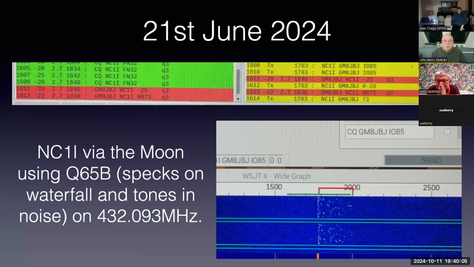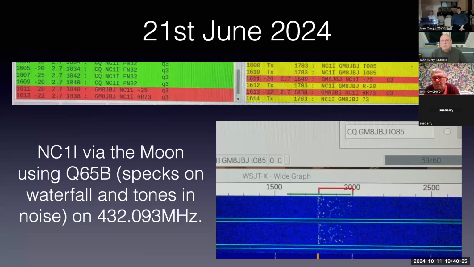So this was on 432.093. I knew he was on there. I found him and I replied. And you'll see there, I'm transmitting back to him and saying, hey, I'm getting you, and I'm giving him a signal report there of -20.